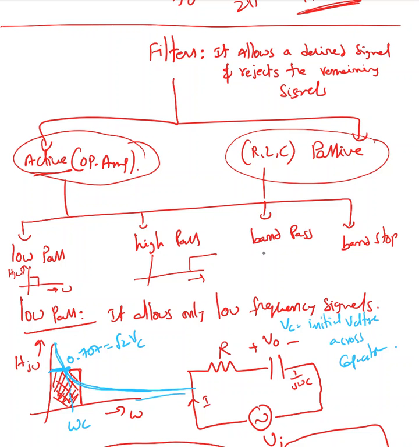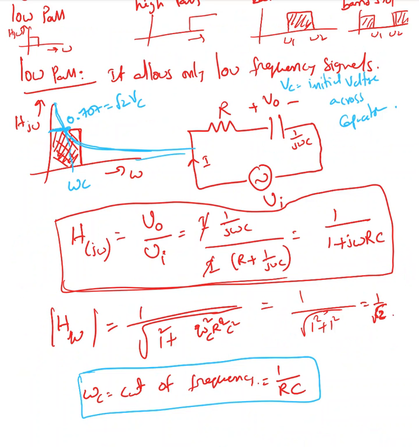Band pass filter allows a signal between two frequencies. So this is where you see the output, between omega 1 and omega 2. And a band stop filter stops the signal between those two frequencies and allows signals other than those two frequencies. So those are the four types of filters.